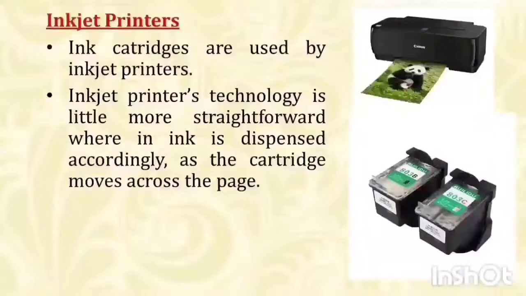Inkjet printers use ink cartridges. As you can see in the image on the right, a printer image is there, and the cartridge which is used within that printer is also there. So these are the cartridges which are used within that printer. In an inkjet printer, the cartridges move across the paper and spray ink and print the data wherever it is required. So if a letter is being printed, wherever the characters are there, the cartridge will move across the paper and print the data on the paper.